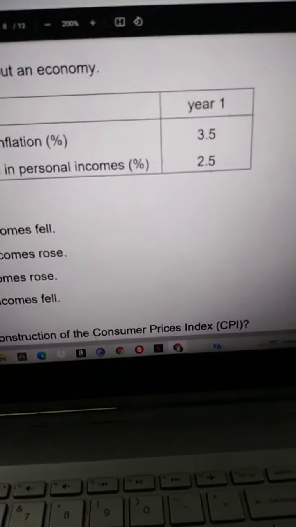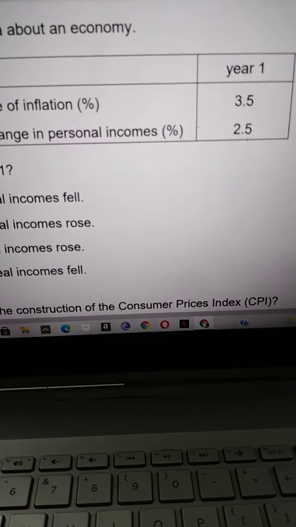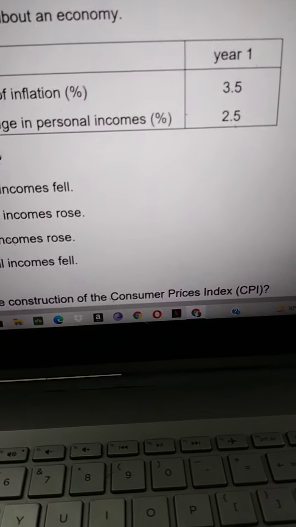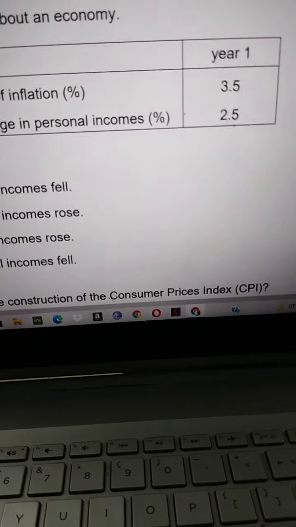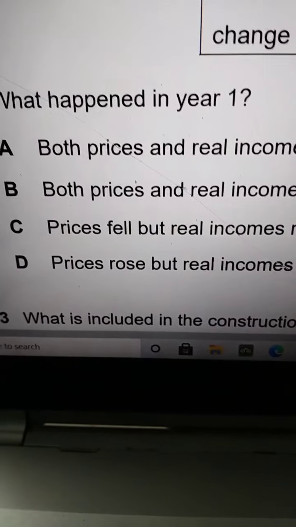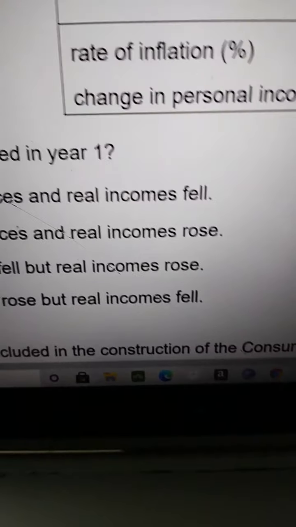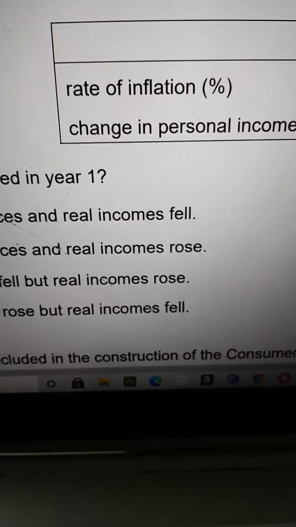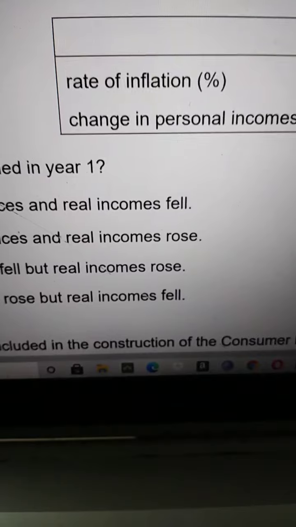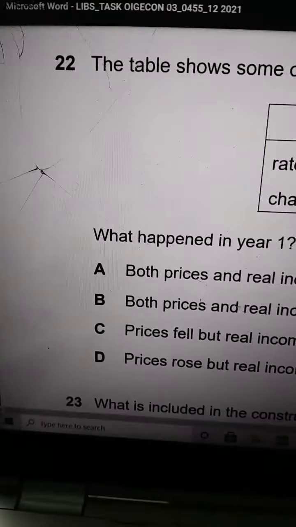Why? Because there is a lot of inflation, so your living standard will not rise because the things are expensive. Although your income is increasing, the rise in inflation is more. So D, prices rose but the real incomes fell. Prices are increasing at 3.5%, but the real income is actually decreasing. So 22, D is the answer.